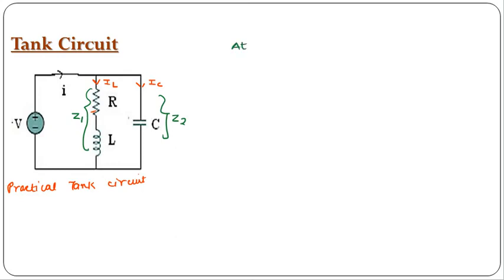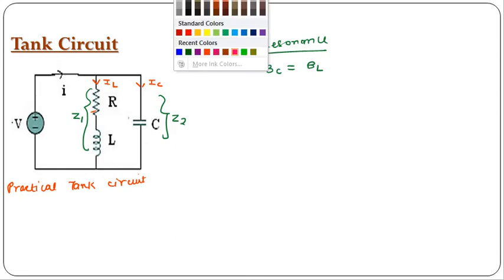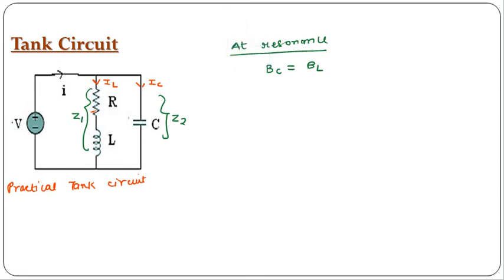Now at resonance, because it is a parallel circuit, we have seen that the capacitive susceptance will be equal to the inductive susceptance. So this was the condition in case of parallel RLC or parallel resonance. So what is BC? Here BC, since it is a pure capacitor.